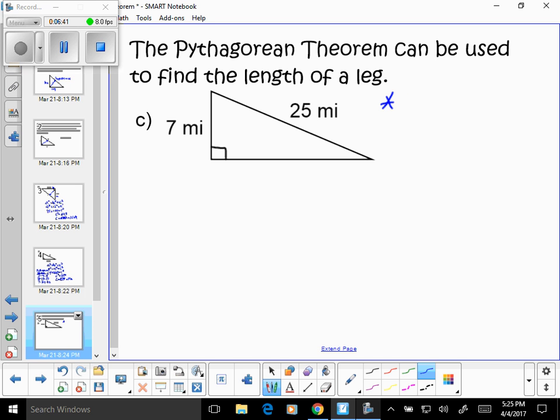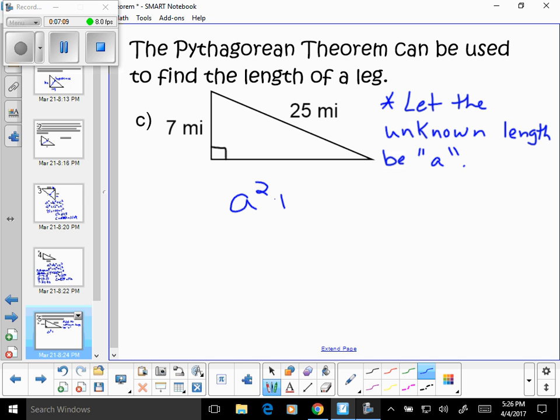I let the unknown length be A. Even if the book says find B, I just make it A, because I like having the variable that I have to find on my left. And I'll show you what I mean.